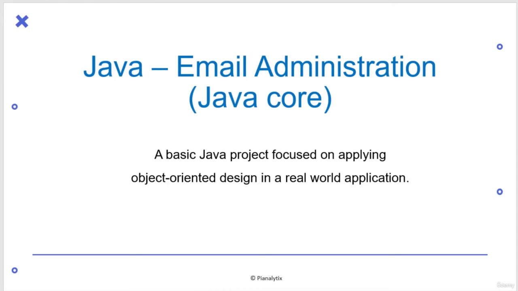Java email administration. In this project, we are going to learn a basic Java project focused on object-oriented design in a real-world application. This is an email administration project where all the email details are handled, like creating mail using first name and last name, then giving the company department, then creating a system generated password and assigning it to that particular email. We are going to create an email administration project like that.